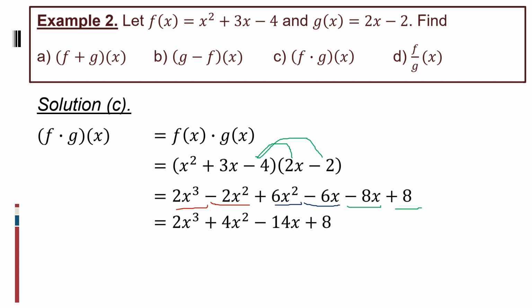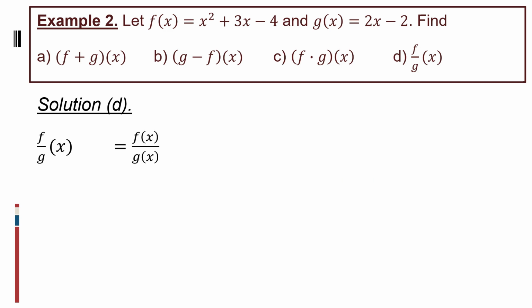By combining like terms, we have 2x cubed. So 2x cubed lang siya. Negative 2x squared plus 6x squared is positive 4x squared. Negative 6x minus 8x is negative 14x. Then we have 8. So the final answer is 2x cubed plus 4x squared minus 14x plus 8.